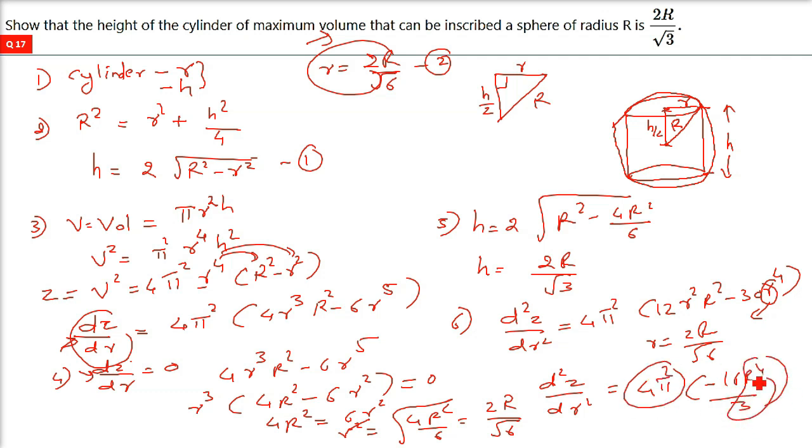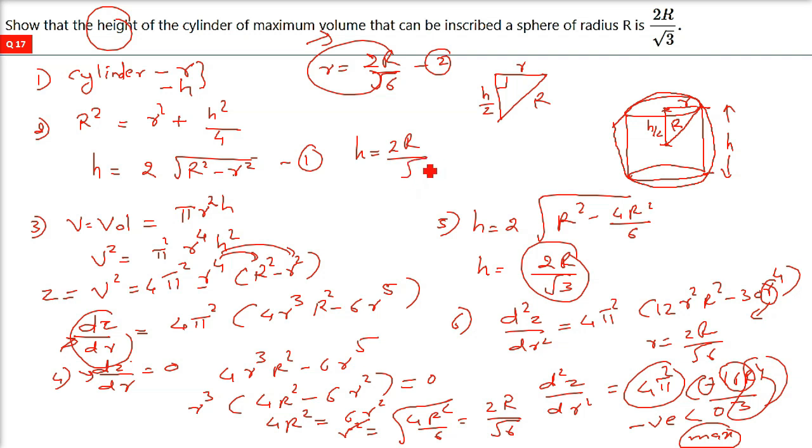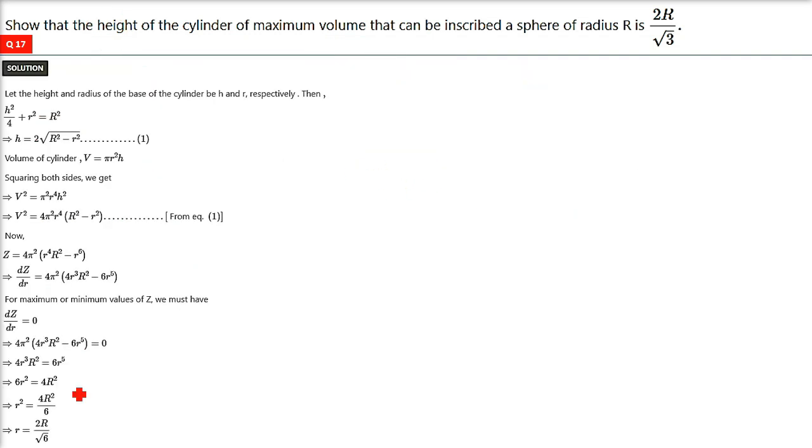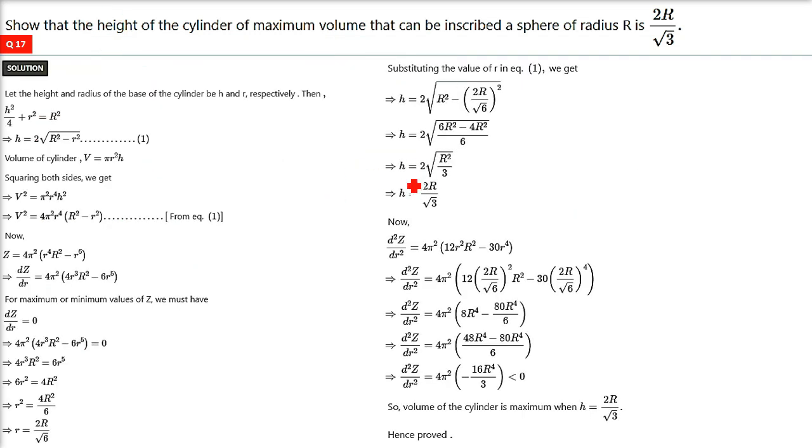Now these all are positive, these all are positive, negative is already there. So the result is negative, which signifies that we are talking about the maximum volume with the height as 2R by under root 3. So height was already computed, but we have to strengthen our height computation by saying that this is the maximum volume. So this is the step-by-step discussion of what we have done right now.